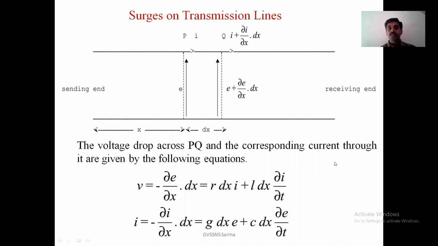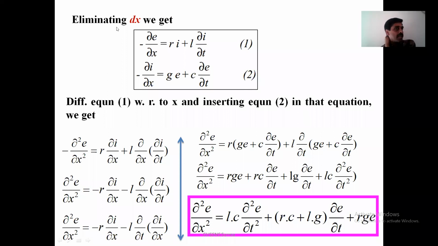From these two expressions, we can eliminate dx. We get minus dou E by dou x is equal to Ri plus L dI by dt. And minus dou I by dou x is equal to Ge plus C into dE by dt. You can write it like this.